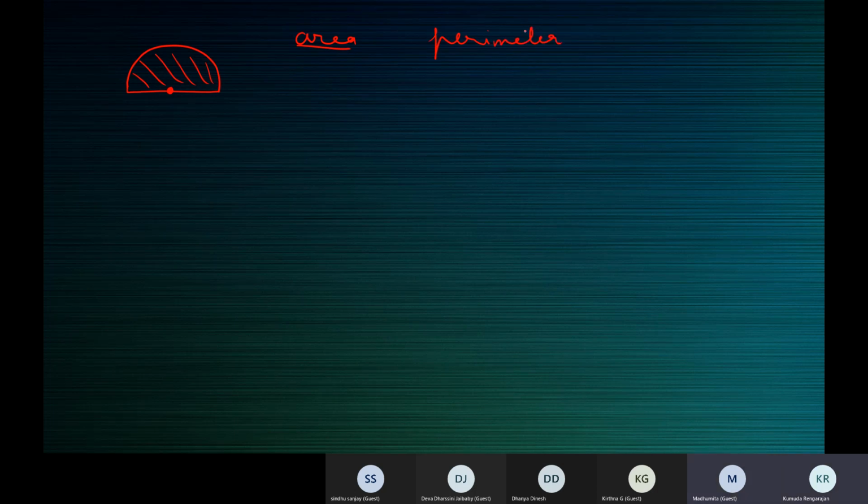Now coming to the perimeter of these figures. Now look at this figure, which you've already seen earlier. What is the area of this figure? Ma'am, 2 pi r plus 2r. Area. Ma'am, area is half into 2 pi r, ma'am. What is the area of this figure? Ma'am, half into pi r square. Sorry, ma'am.